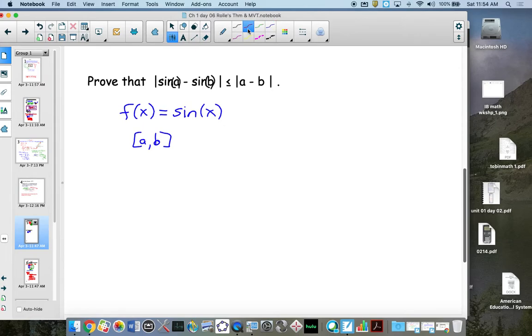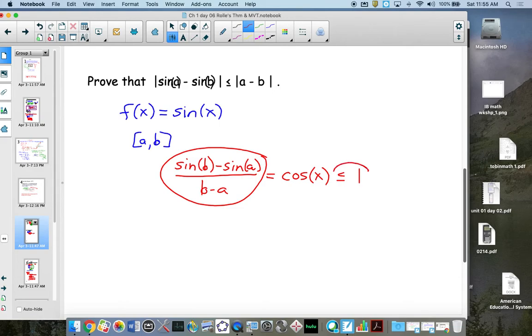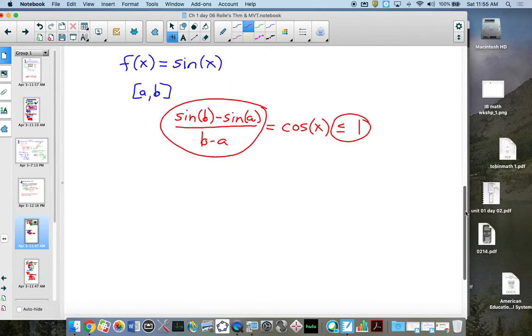So what's the average rate of change? Well, that would be the sine of b minus the sine of a over b minus a. And that should equal the instantaneous rate of change. Well, that would be f prime. Well, what is f prime? Derivative of sine is cosine. I'll use x, you could use c if you like. But wait a minute, I know the cosine is always less than or equal to 1, don't I? So right now, if I just focus on this value being less than or equal to that value, it's starting to look like what we need to prove.